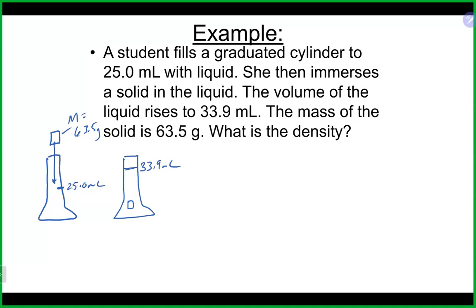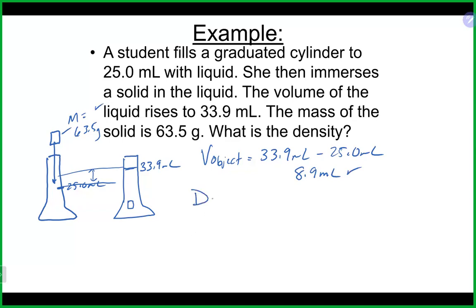We find the volume once again by taking the difference between the volume levels in our graduated cylinder. So the volume of our object here is going to be our final volume of 33.9 minus our initial volume of 25 milliliters. If we do that, it's going to give us 8.9 milliliters. So now we have our volume, we have our mass, so that's going to allow us to calculate our density. We could plug it in at 63.5 grams divided by 8.9 milliliters.